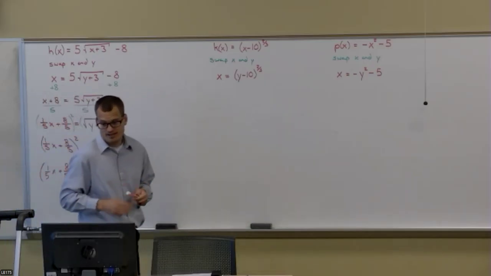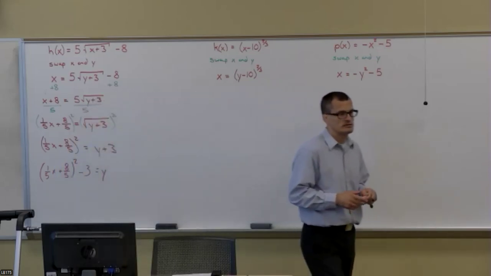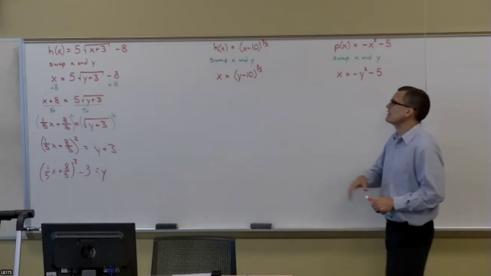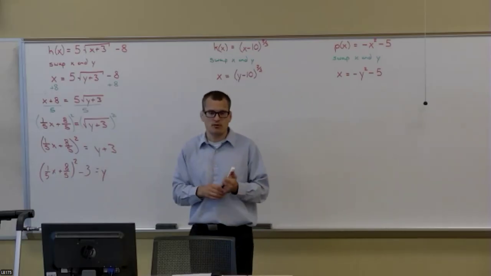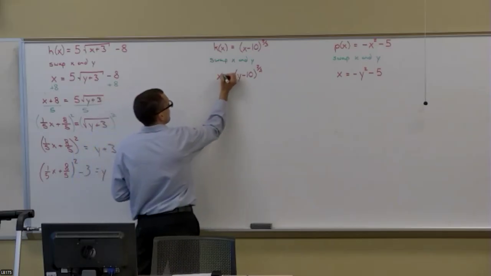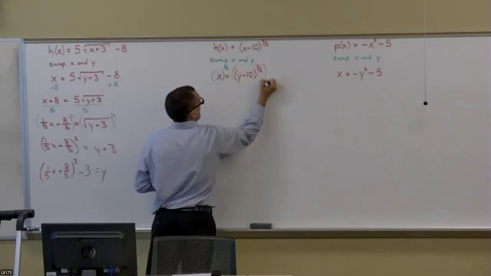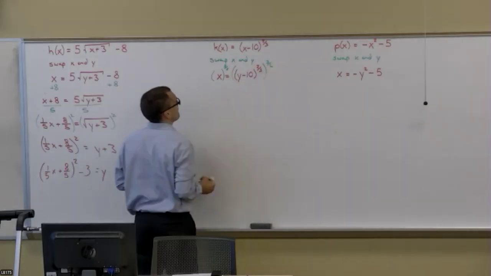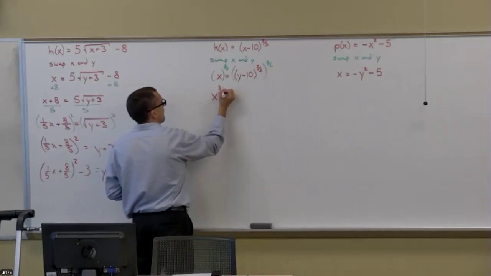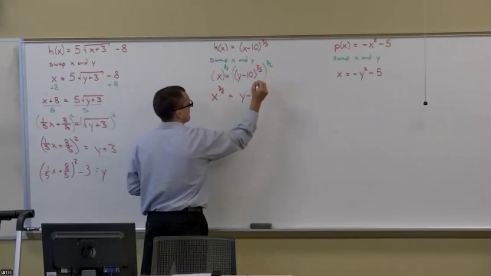All right. So I think everybody has a general idea what we're doing. So let's go through and solve. In order to get rid of a 2/3 power, I would raise both sides to the 3/2 power. And so I get x raised to the 3/2 power is equal to y minus 10 raised to the first power.